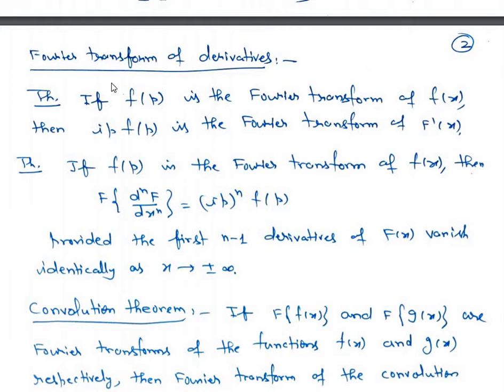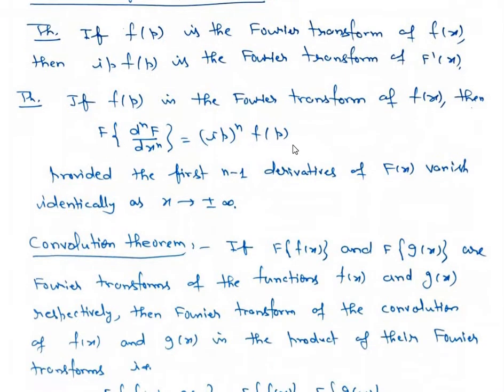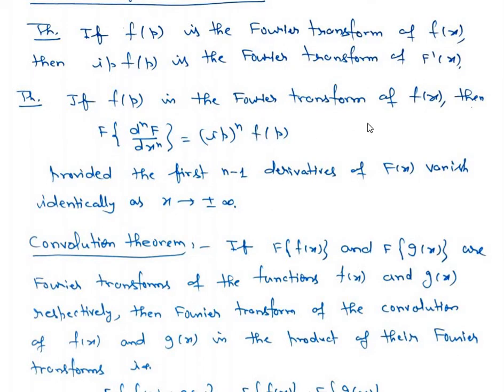Then we have results for derivatives, Fourier transform of derivatives. If F(p) is the Fourier transform of f(x), then ip into F(p) is the Fourier transform of f dash (x). Here it should be capital F(p), or you write here small f dash x. In general, the Fourier transform of the nth derivative d^n f upon dx to the power n is equal to (ip) to the power n into F(p), provided the first n minus 1 derivatives of f(x) vanish identically as x tends to plus minus infinity.